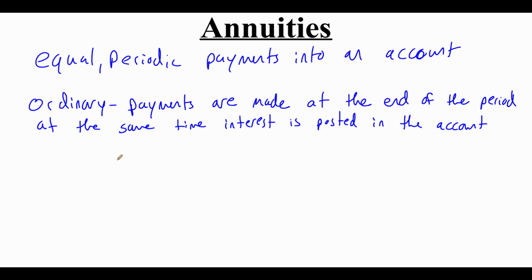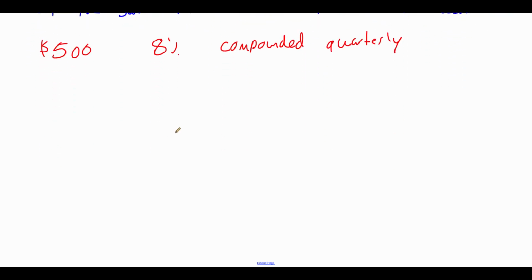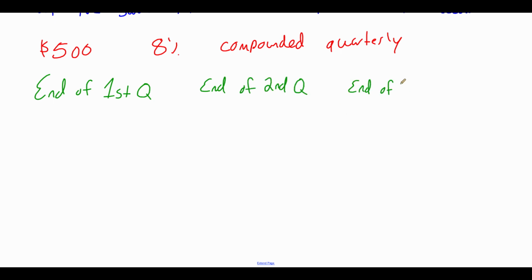So we're going to look at an example where we're starting a retirement account. What we're going to do is put $500 in our account at the end of each quarter. And we find an account that's going to pay us 8% interest, compounded quarterly. So we're going to look at our account at the end of each quarter throughout the year: the end of the first quarter, the end of the second quarter, the end of the third quarter, and then at the end of the year.